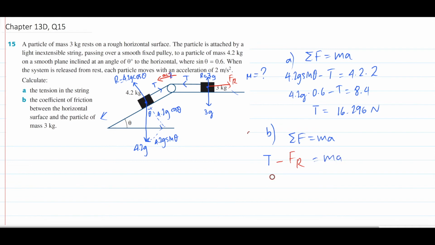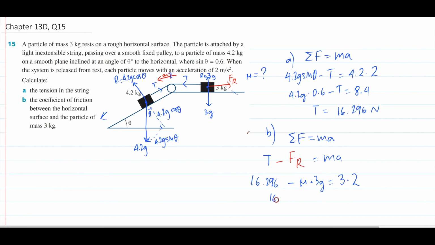Okay, that's it. So tension we know is 16.296, because tension must be the same. It's one string, so they must have the same tension. Okay, and then minus friction. What do we know about friction? Friction is the coefficient of friction, mu, multiplied by the reaction force. So we don't know what mu is, but we know our reaction force is 3g. It's the same as your weight force. So multiply by 3g, and it equals mass, which is 3, times acceleration, which we know is 2.